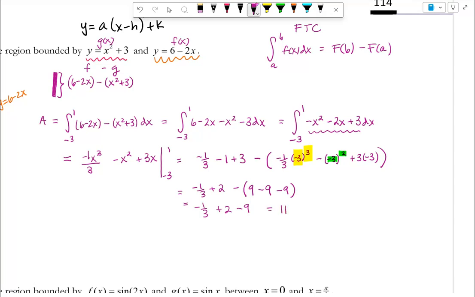Oh, wait. So I almost did something silly. I forgot to drop my parentheses and distribute the negative. This is a plus 9 because we're subtracting a negative there. All right, so we end up getting 11 minus 1/3. And on a free response question, you can absolutely leave your answer like that. That is 32 thirds.